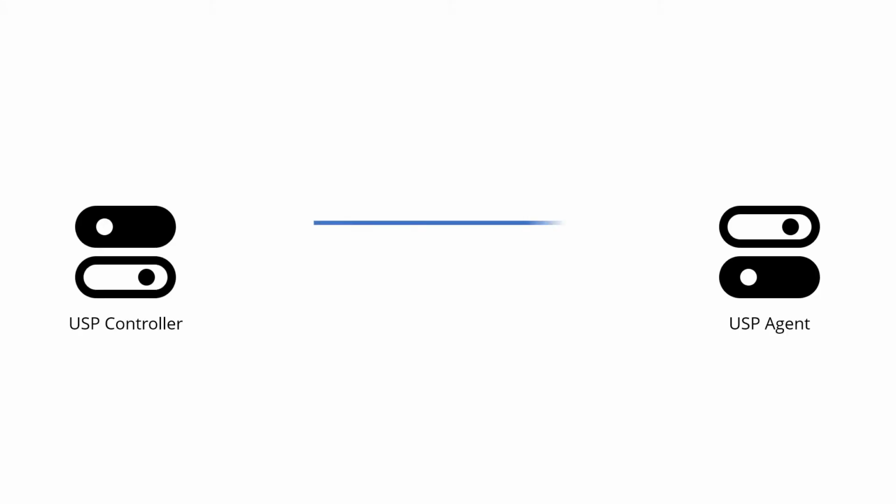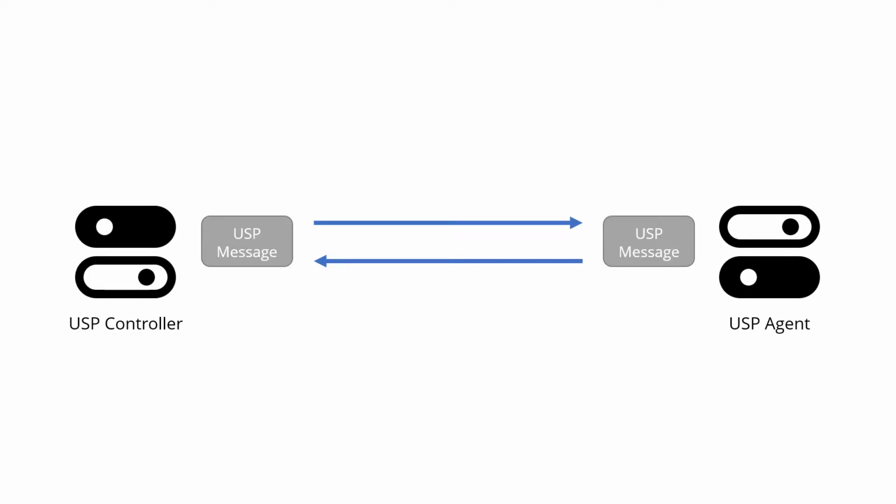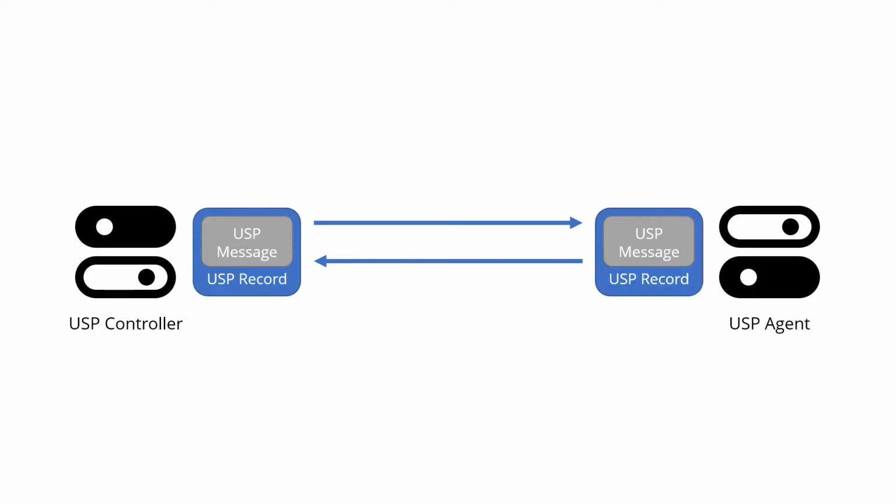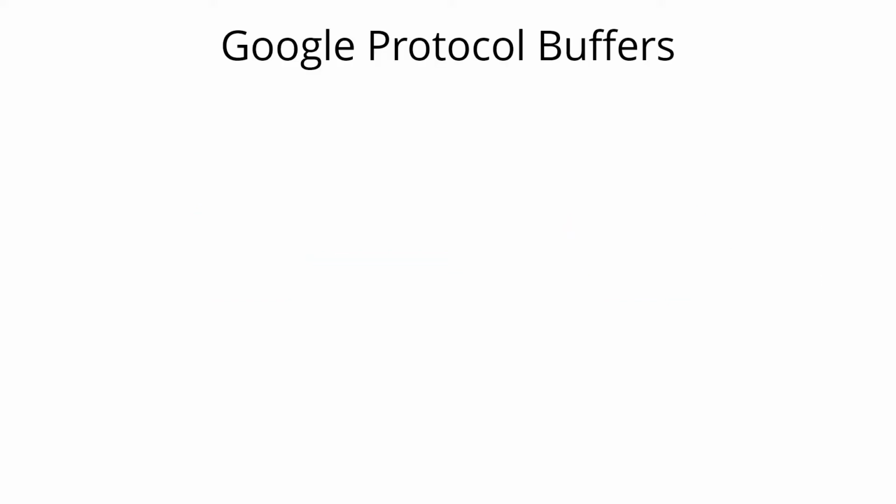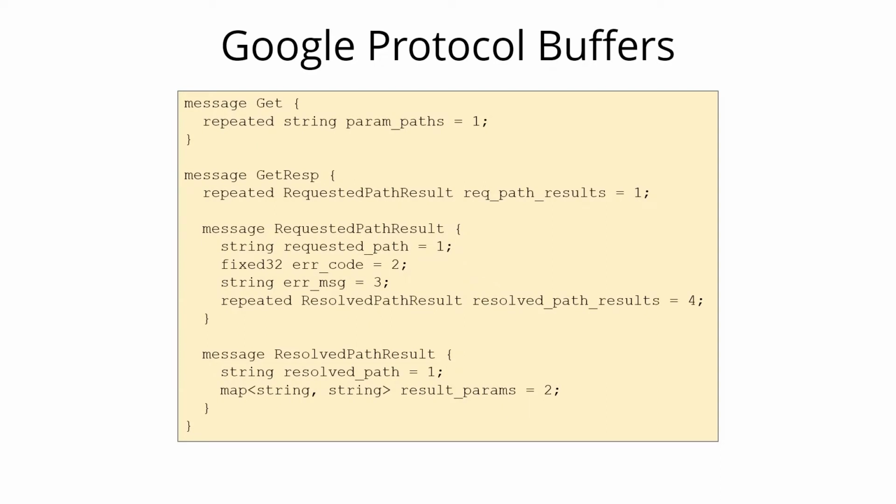Communications between a USP controller and USP agent are delivered using two separate constructs, the USP Message and its container, the USP Record. Both the USP Record and the USP Message are encoded in transit using protocol buffers. Protocol buffers is a standard developed by Google to allow protocol endpoints to easily understand the fields and values of messages transported between them using a clearly defined schema.